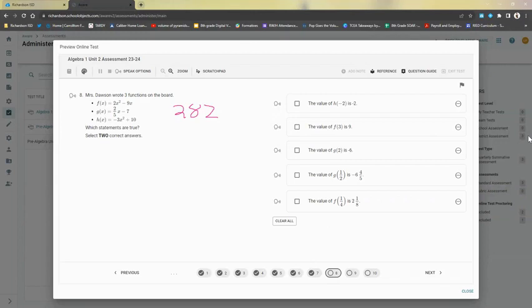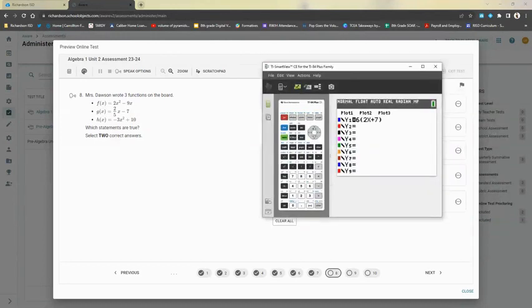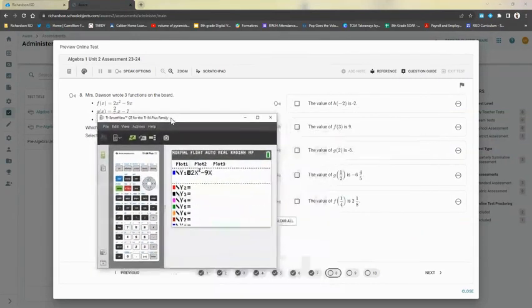Question 8. This one is a doozy. Mrs. Dawson wrote 3 functions on the board. Here they go. Which statements are true? We're going to grab our calculator and plug this in. So I have y equals 2x squared minus 9x. And then I'm going to look for all of my f's.